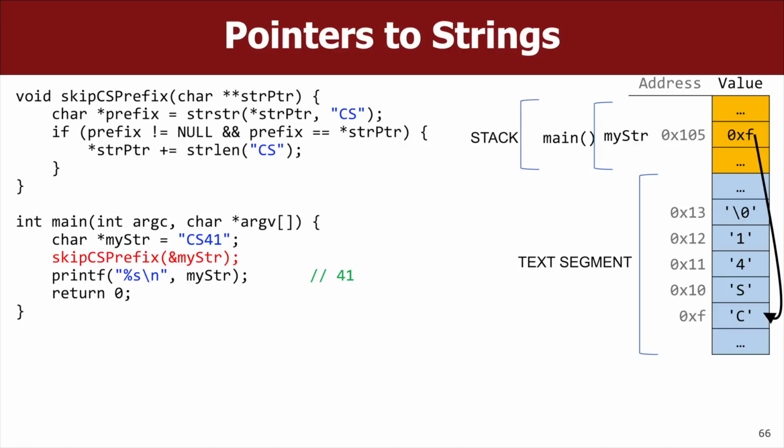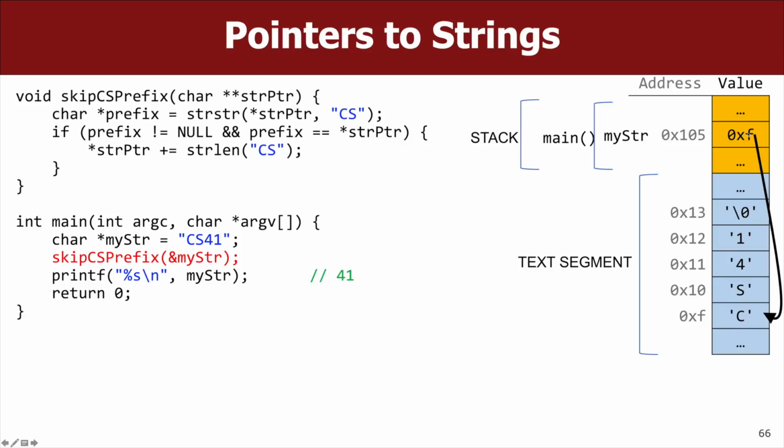Then we call skip CS prefix. Now our goal is to modify the value in this box right here, in location 0x105, to be 0x11. Now why do I say that? Well, the goal is that we want myStir to point to a string that is just 41 and then the null terminating character. We don't want it to point to CS anymore, so we want it to advance past the C, past the S, and we want it to point right here. So we want this box to store 0x11.